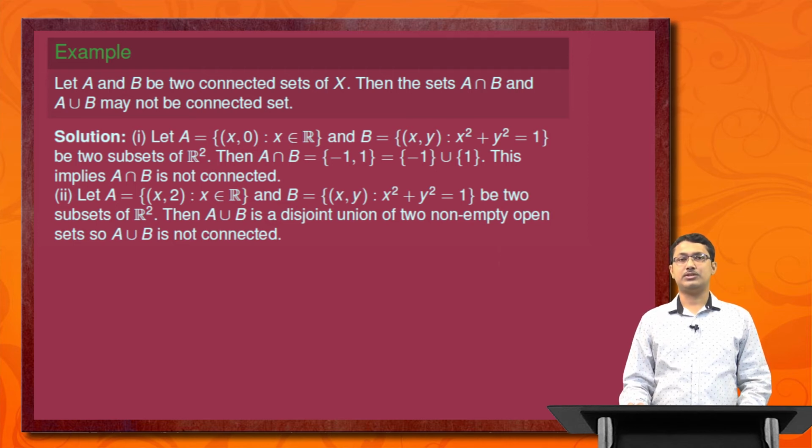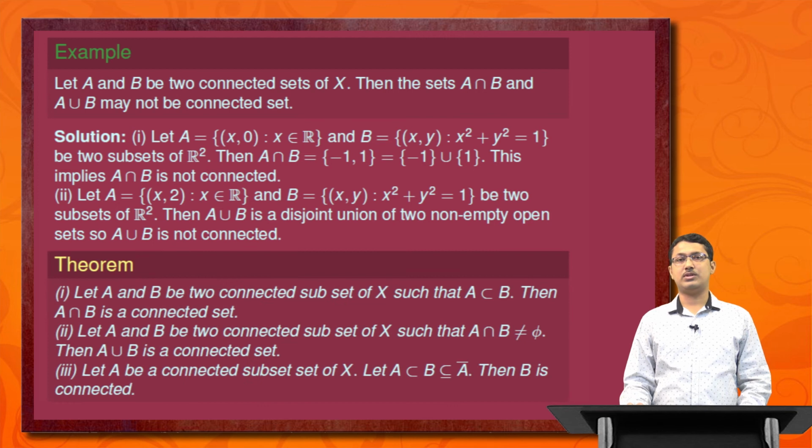Now we introduce another theorem. Let A and B be two connected subsets of X such that A is a subset of B. Then obviously A intersection B is equal to B, so it is connected. And the next one: let A and B be two connected subsets of X such that A intersection B is not equal to empty set. Then A union B is a connected set.